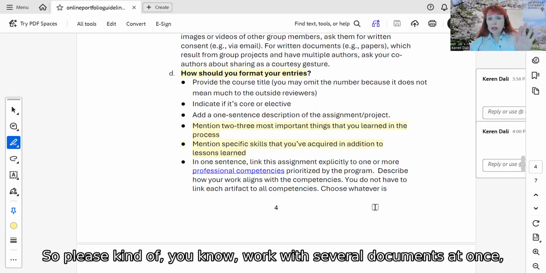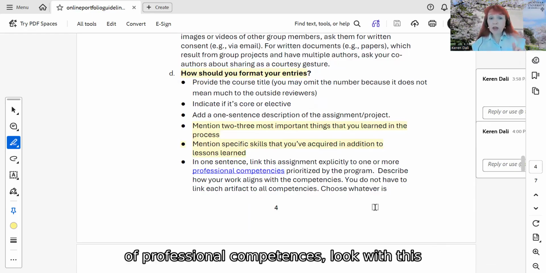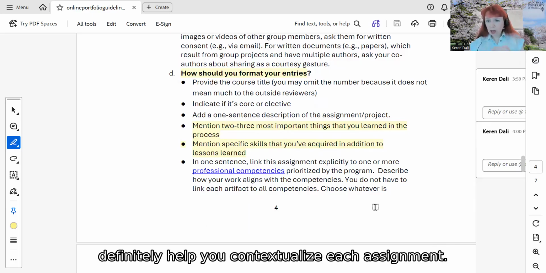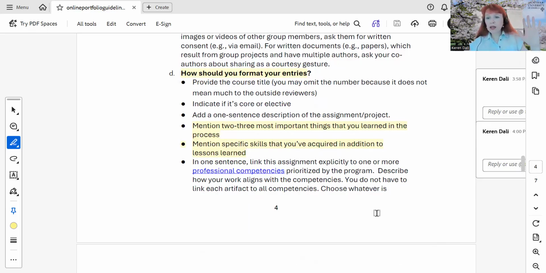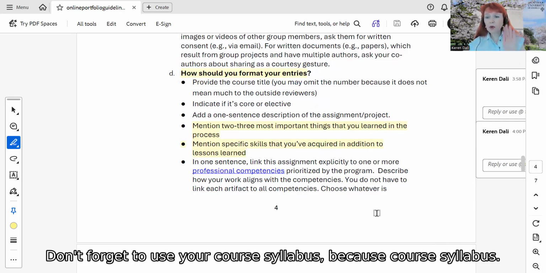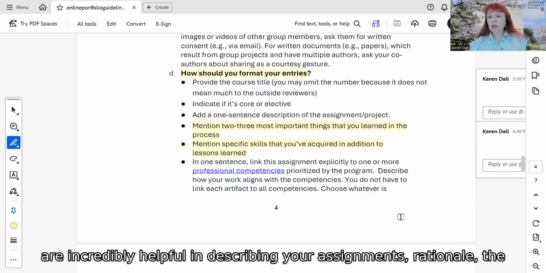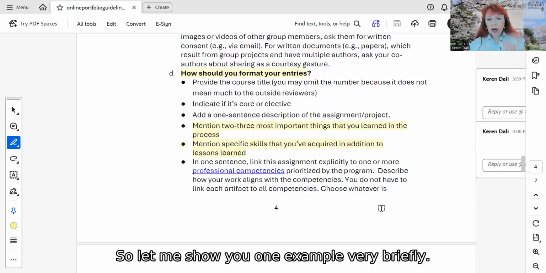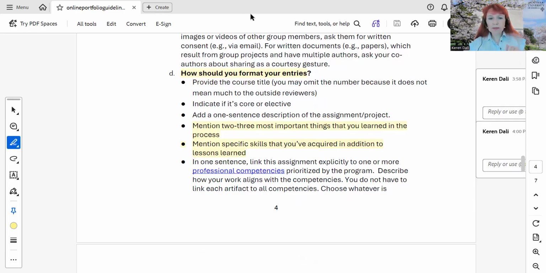So please work with several documents at once. Work with this list of professional competencies, look at these portfolio guidelines, and something that will definitely help you contextualize each assignment: your course syllabus. Don't forget to use your course syllabus because course syllabi are incredibly helpful in describing your assignments, rationale, the skills that you're supposed to learn, how you're going to benefit from this assignment on the job market, right? So let me show you one example very briefly.